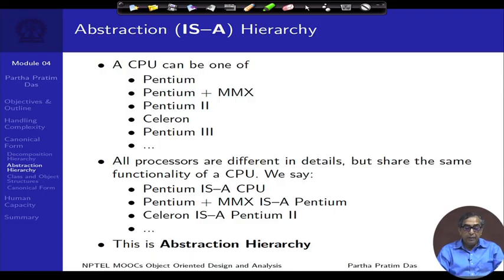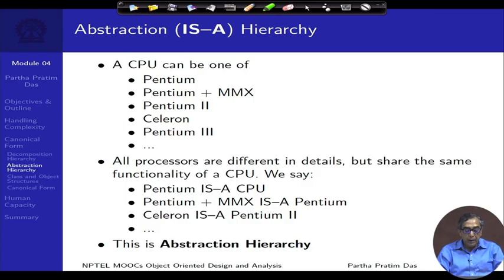But then we have Pentium MMX, which is Pentium with multimedia functionality. So, we will say that Pentium MMX is a Pentium, but then it has something more. We will say Celeron is a Pentium 2, because whatever Pentium 2 can do, Celeron can also do that. So, we are saying here the notion of hierarchy is a little bit different. We say this is kind of a hierarchy.